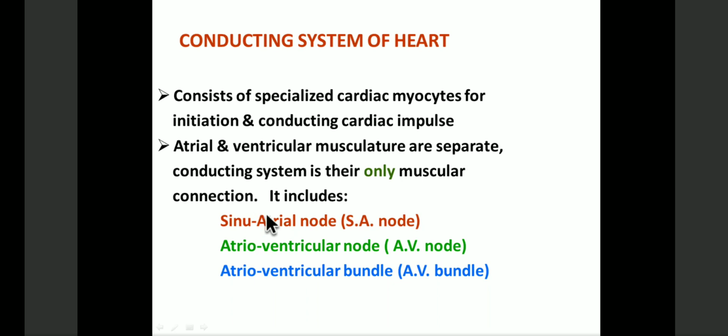The three major components of the conducting tissue of the heart are the SA node, which is also called the sinoatrial node, the atrioventricular node, and the atrioventricular bundle of His. Let's see where they are located.